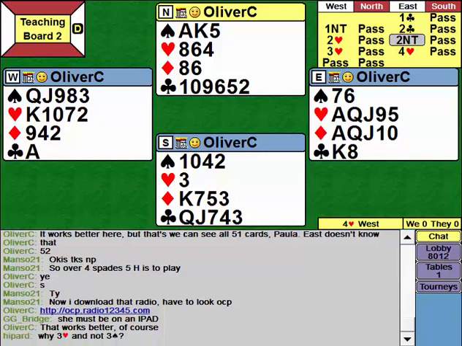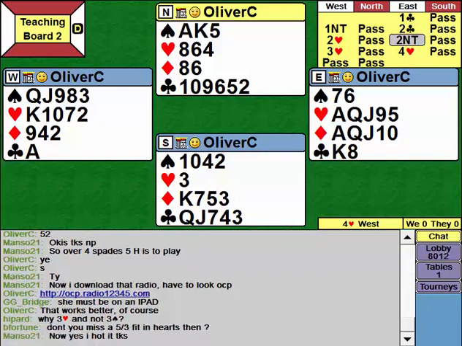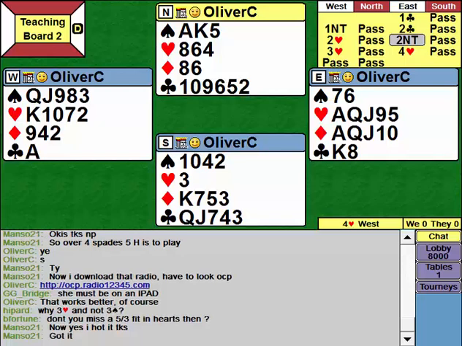Phil, yes, we would potentially, but West isn't known to be balanced, and they might have six card spades for all we know. Two no trumps is potentially a more complete way of doing it, because you find out that West has got six spades or longer if they've got that. You find out if they've got hearts.